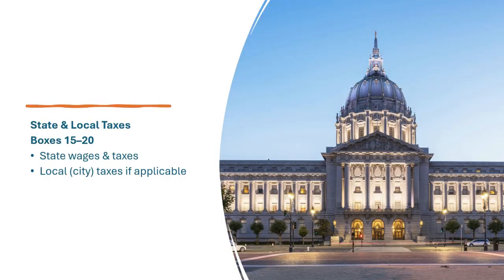Then, at the very bottom of your W-2, you have boxes 15 through 20. You use these boxes for your state and local income taxes. This shows your state wages and your state taxes withheld, and also any local wages and local taxes withheld. This is what you'll use when you file your state return.